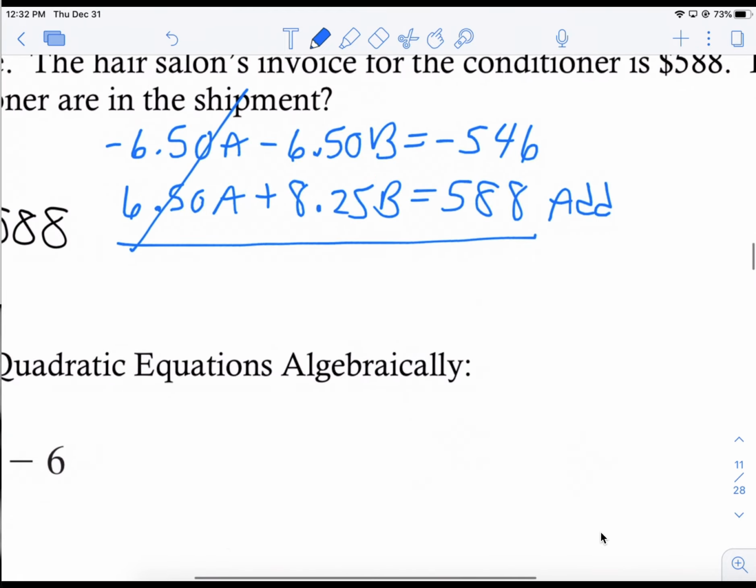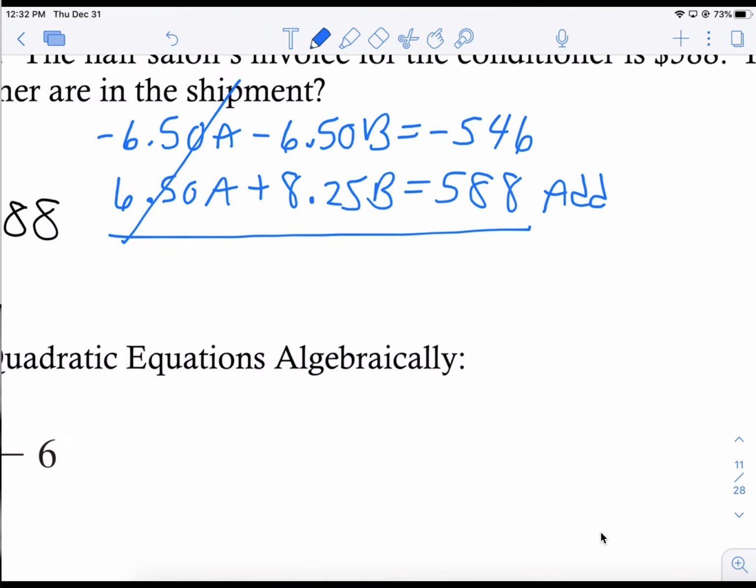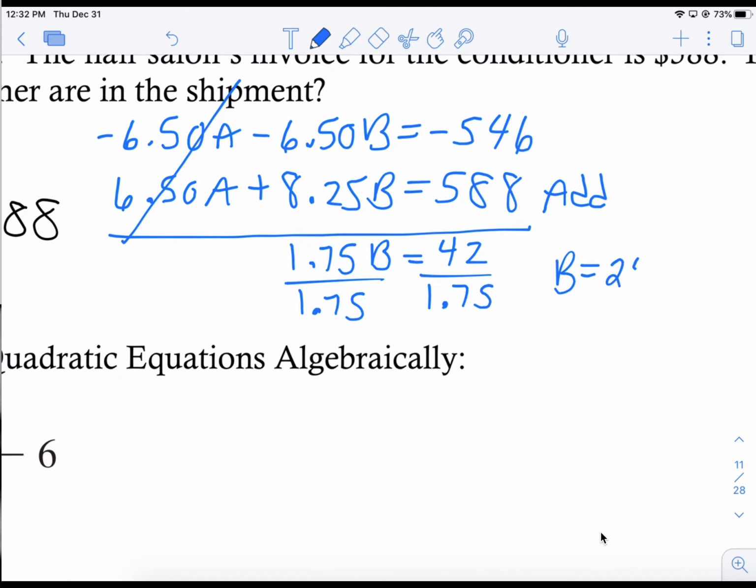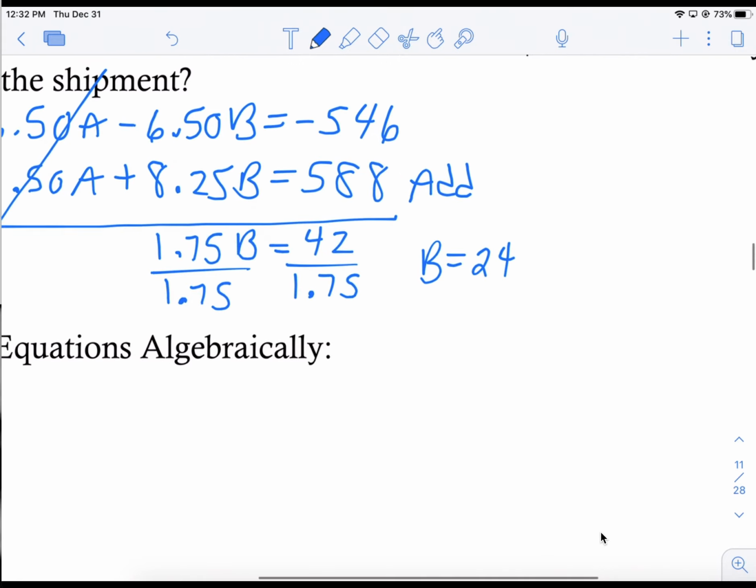I'm going to zoom in for just a second so we can fit this. Negative 6.5 plus 8.25 gives us 1.75B. Negative 546 plus 588 gives us 42. And if I divide both sides by 1.75, my B value is going to come out to give me 24 type B bottles. And I am writing my units, type B bottles.